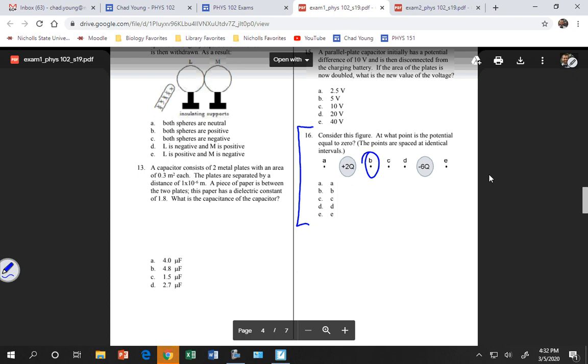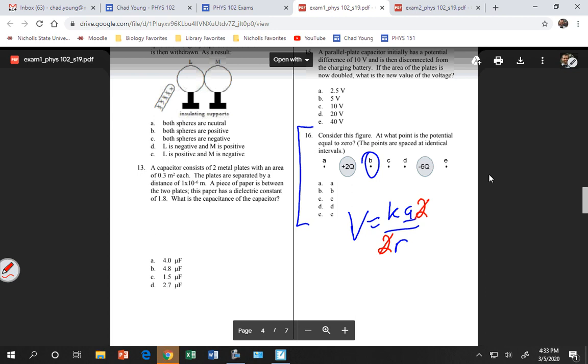It's a little tricky. So the point B is a distance, this distance away from the +2Q charge. But the point B is 3 times that distance from the -6Q charge. And this charge is 3 times as big as this charge, so you want the distance to be 3 times as far away. If I write down the potential equation, V is equal to KQ over R. My charge is three times as big, but it's three times as far away as the +2Q charge. And so those two factors cancel out.